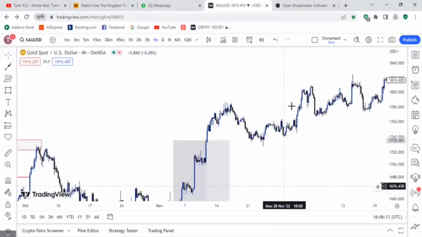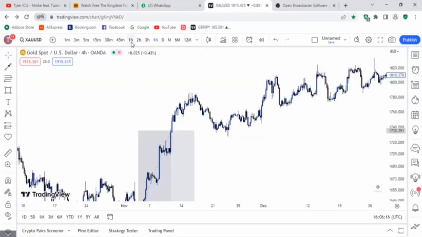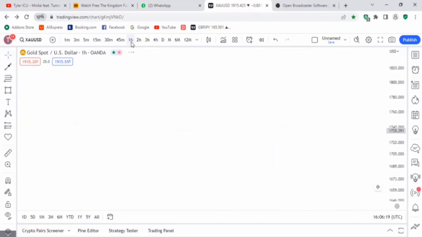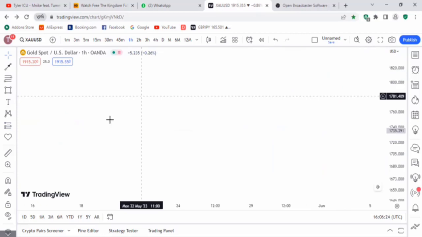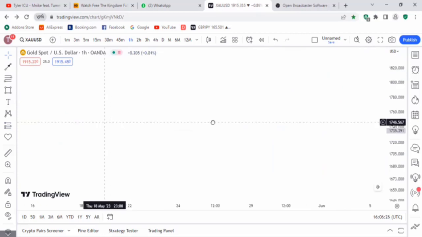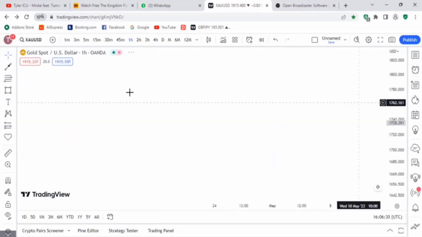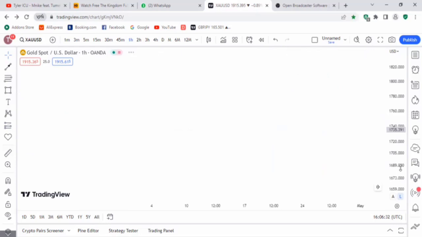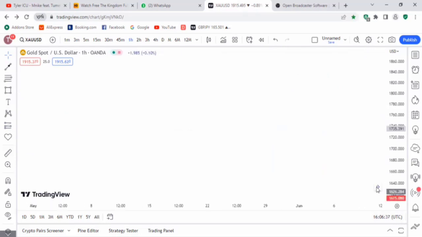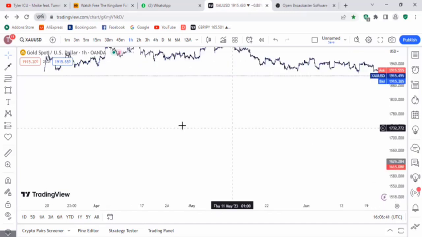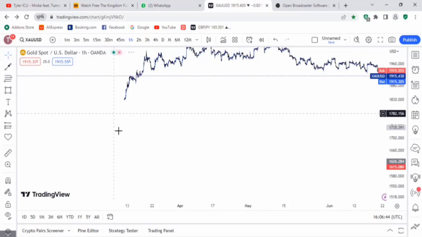Now, this was on 4-hour time frame. Let's become flexible with time frames. In smart money concept, there's no specific time frame that I'm saying we should look for setups on. You need to be flexible with time frames. Let's go back to that trend.